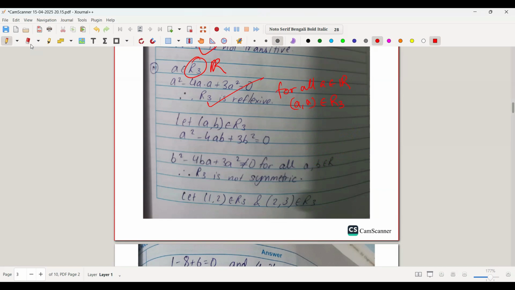(2, 3). 2 square is 4, minus 24, plus 3 into 9. It is also not satisfying. 9 minus 24 plus 3 into 2 square, that is 12, so 12 plus 9 minus 24. It is not satisfying either.